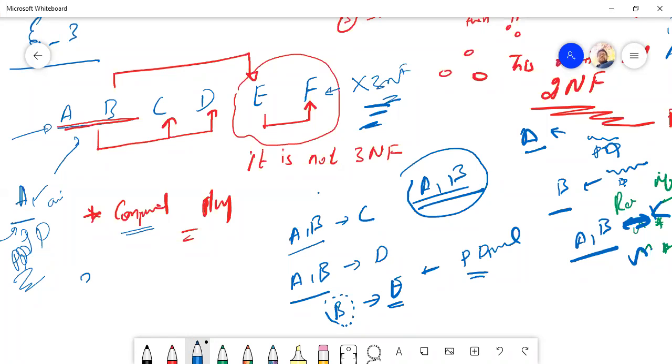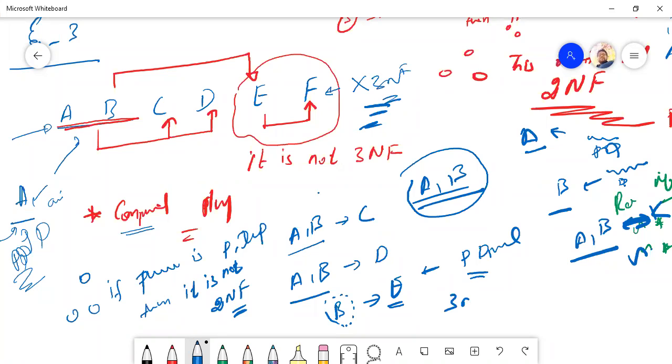Now you can simply decide: if there is partial dependency, then it is not second normal form. So simply you can say this is not second normal form because E is depending only on B. Now third normal form, no.